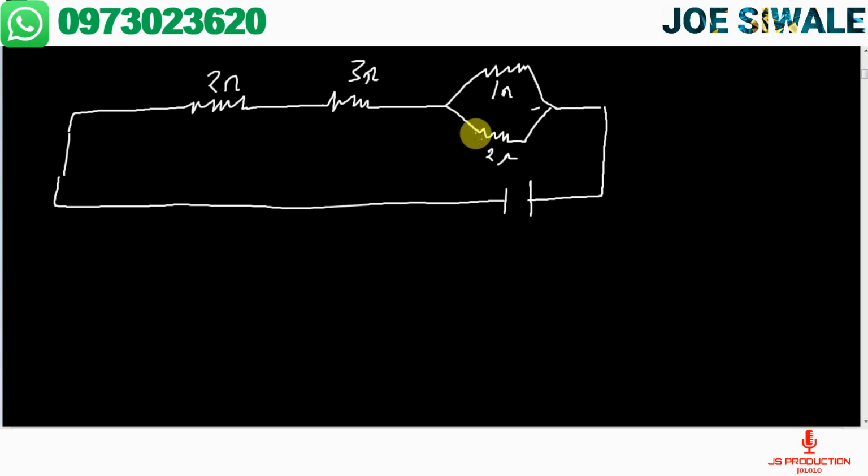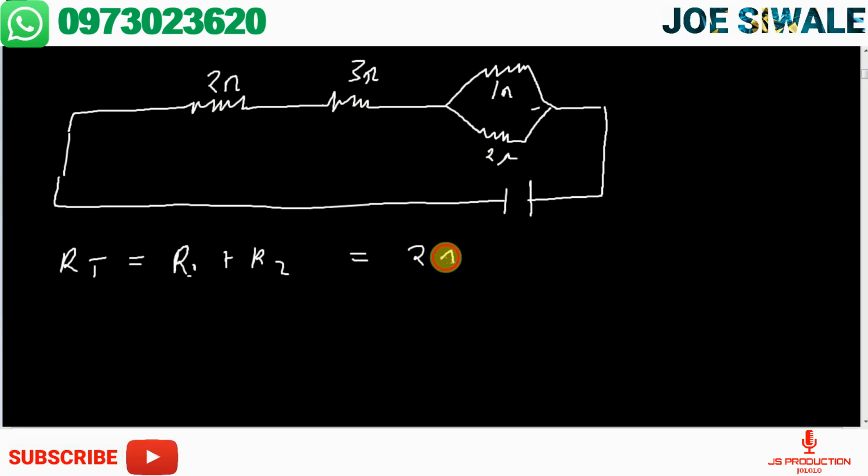In parallel. So for this, we can add this one and this one, since these are in series. And in series, we know that you get your total resistance by saying R1 plus R2. So this is going to be 2 ohms plus 3 ohms, and that's 5 ohms. And since we know that this is in parallel connection, I can just use this formula.